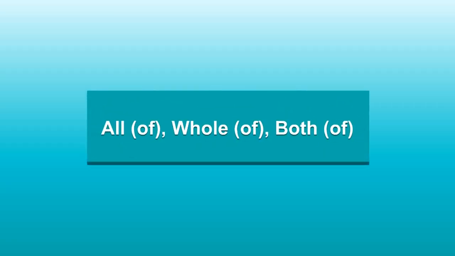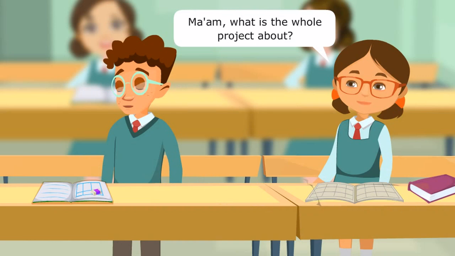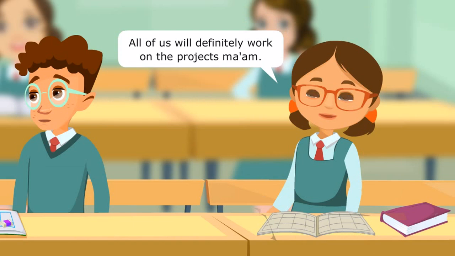All of, whole of, both of. All children should complete both assignments. Ma'am, what is the whole project about? It's all about our culture and heritage of India. All of us will definitely work on the projects, ma'am.